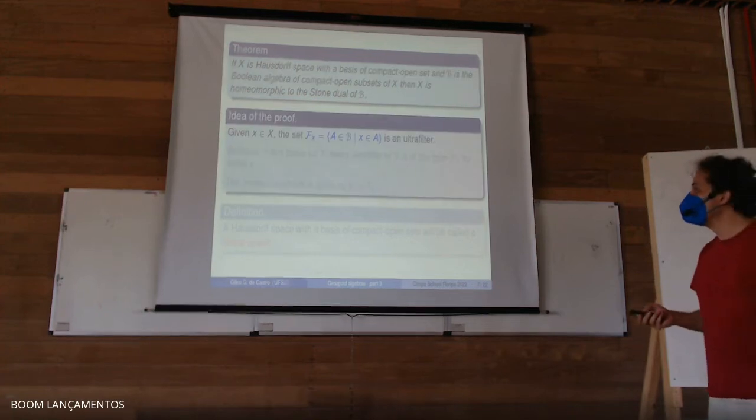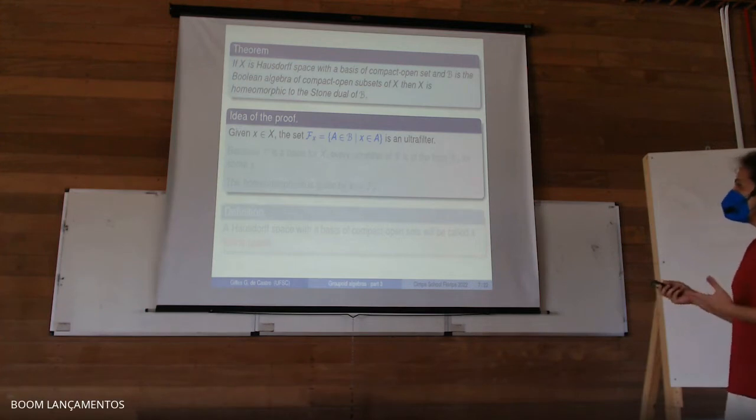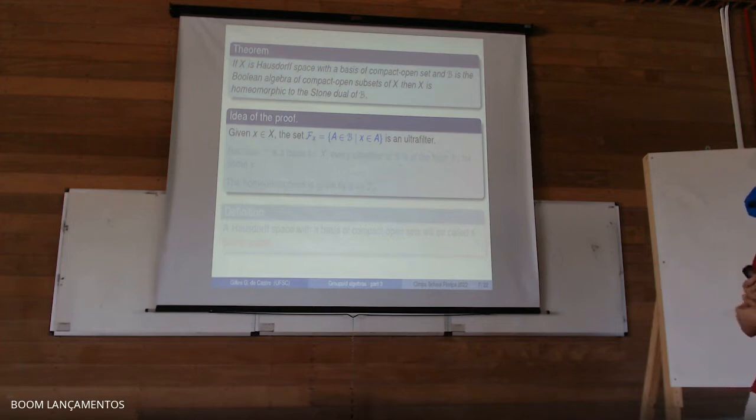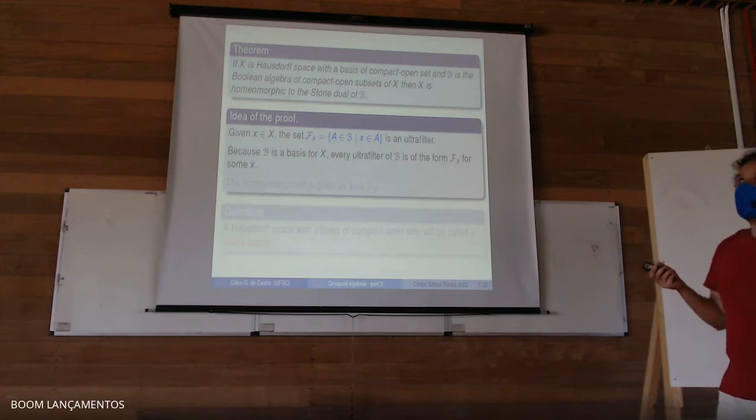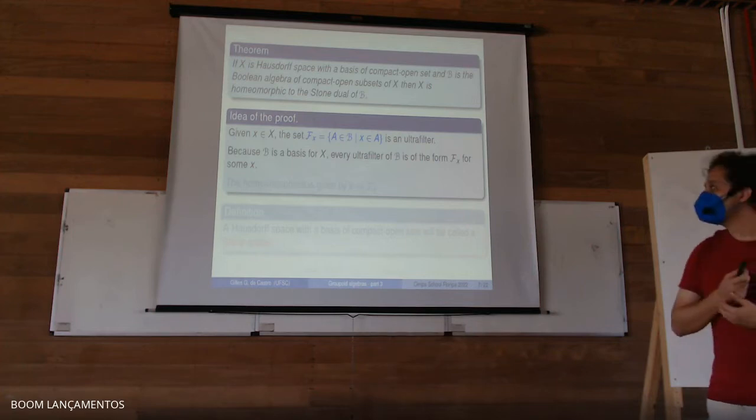And how do you do that? If you take any point x in X, you can define a filter, which is all the compact open sets that contain that point. It's easy to see that if you have two elements that contain x, the intersection contains x, and anything bigger than something that contains x also contains x. It's not difficult to show that it's an ultrafilter. I'm not going to do it here. And because you have a basis of compact open sets, actually all ultrafilters are of this form. So this is going to give us surjectivity of the map.